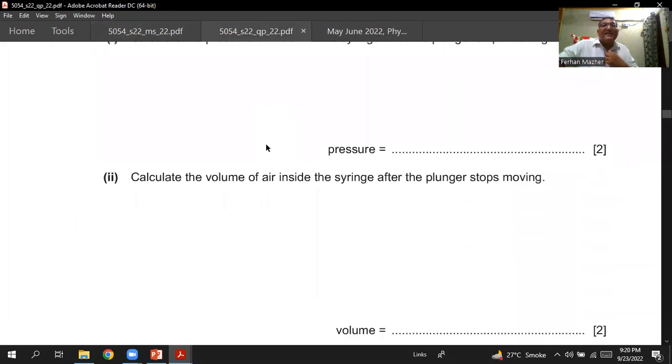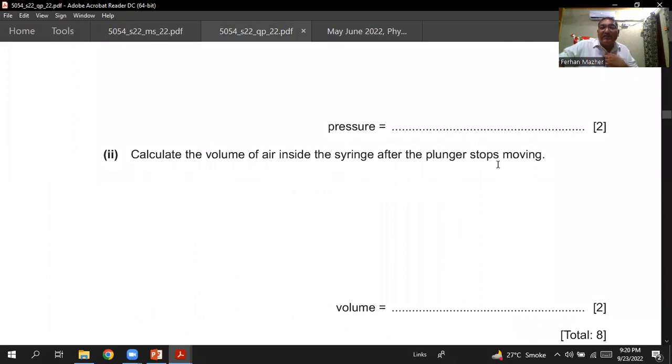It says, calculate the volume of the air inside the syringe after the plunger stops moving, because the temperature has not changed.